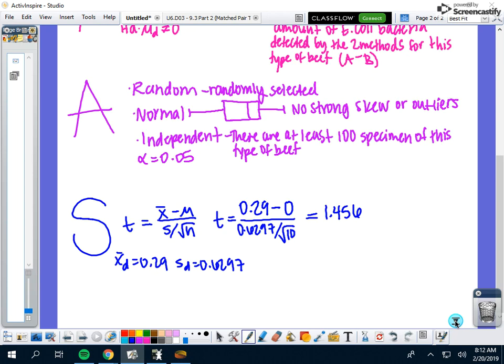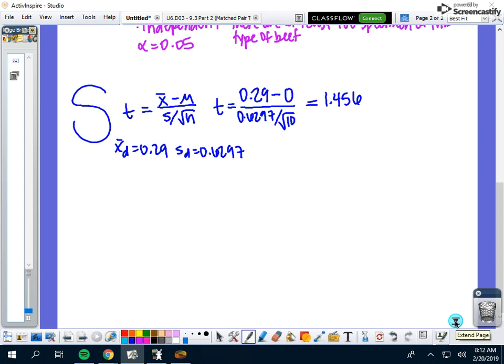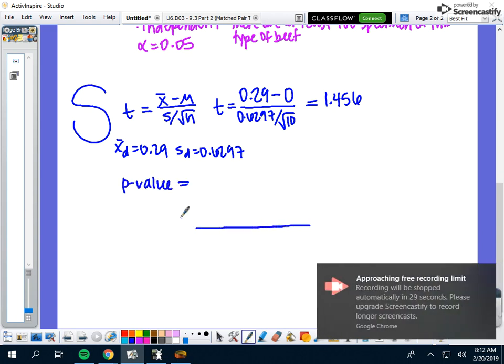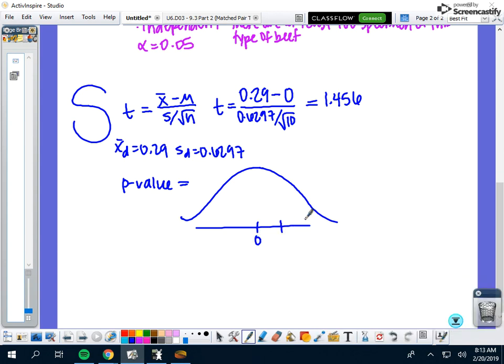All right, last thing for my statistical work is to do the p-value. To find the p-value, I draw a t curve. I put 0 in the middle, and then I find 1.456, shade to the right.